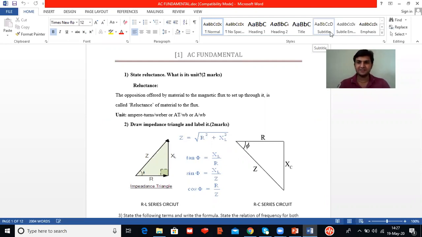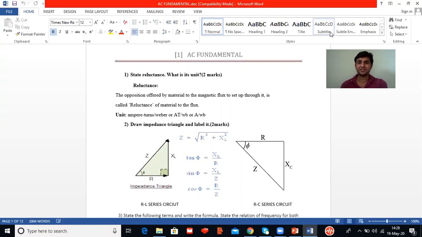Today, we are seeing the questions frequently asked in the examinations for 2 marks or 4 marks on the chapter AC Fundamentals for Basic Electrical Engineering subjects. For these subjects, we are going to see some important questions on the first chapter, that is AC fundamentals. These are frequently asked questions for the examination.